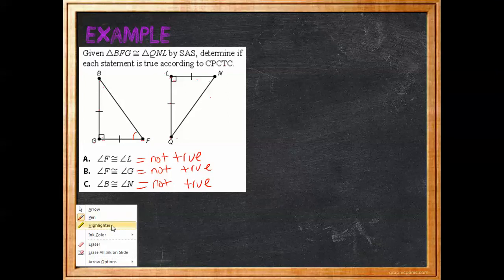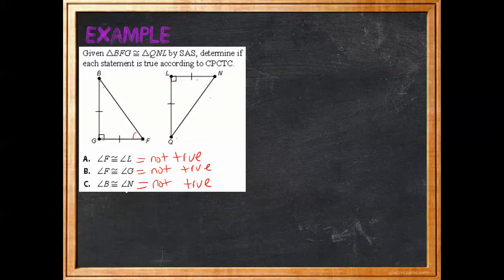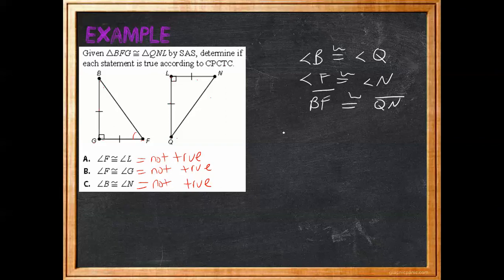Some true statements then that we could come up with: well, we know that BG and LQ are congruent because we're given that. We know GF and LN are congruent, and we know that angle G and angle L are congruent. But we also know that angle B is congruent to angle Q, and we also now know that angle F is congruent to angle N, and then we also know that segment BF is congruent to segment QN.